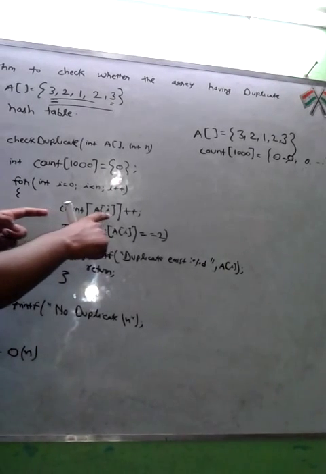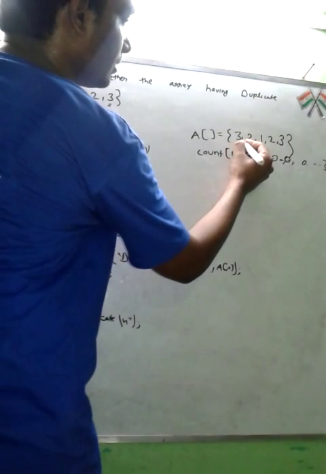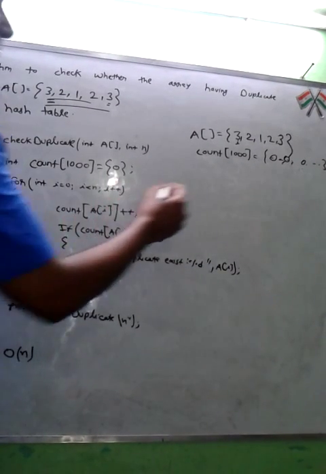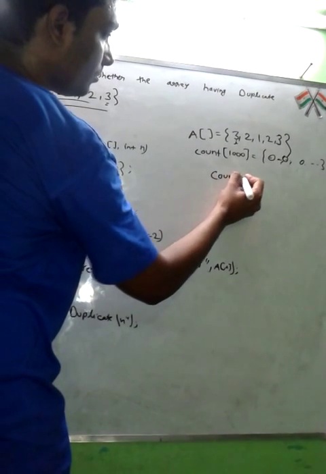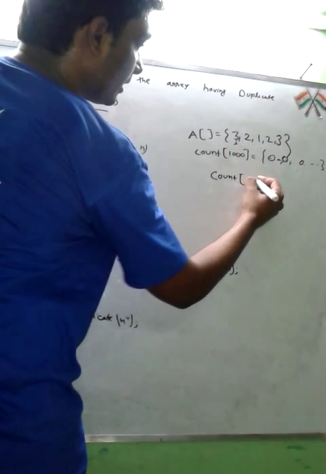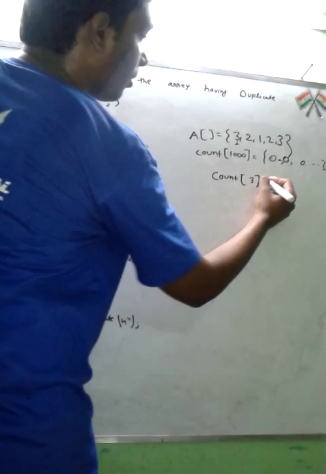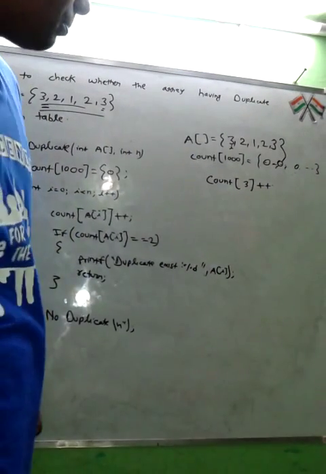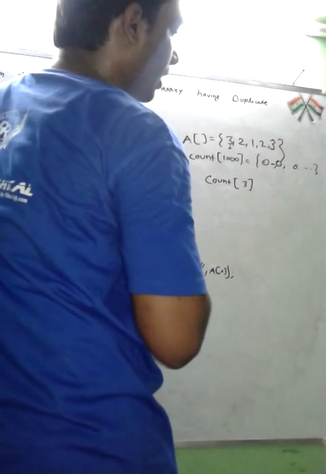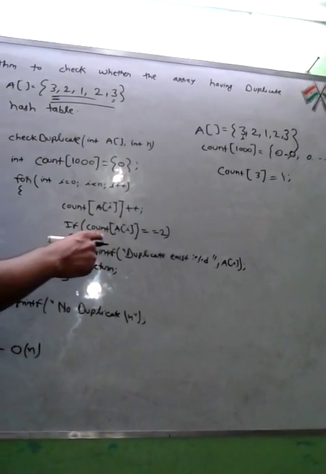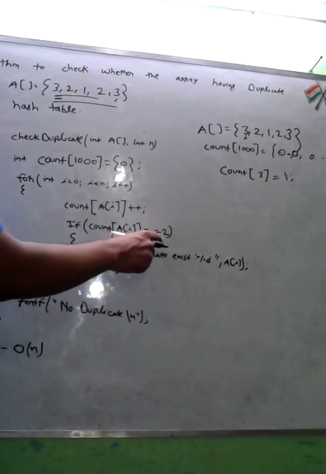Count of a[i], this time i is here, so i is 0. a[i] means 3. So on the 3 position we are incrementing. Incrementing means count of 3 will be having 1. We are checking here count of a[i] equal to 2, no.